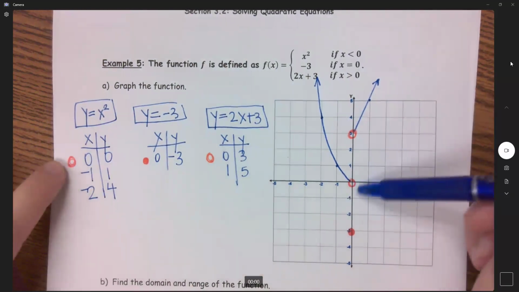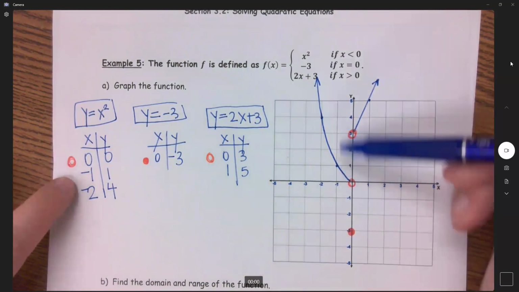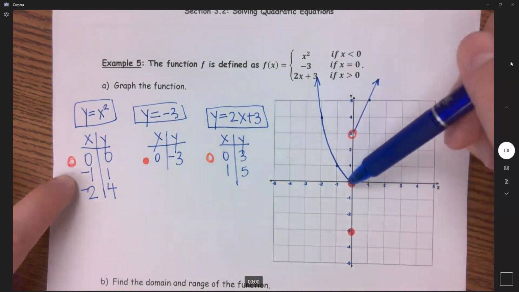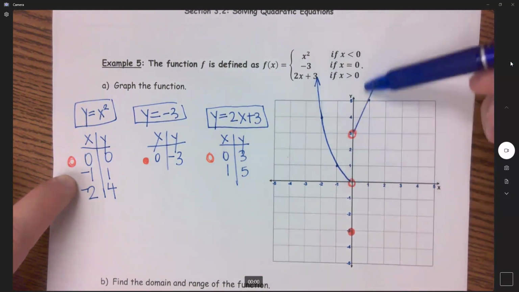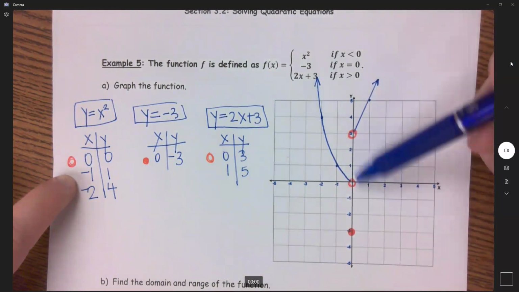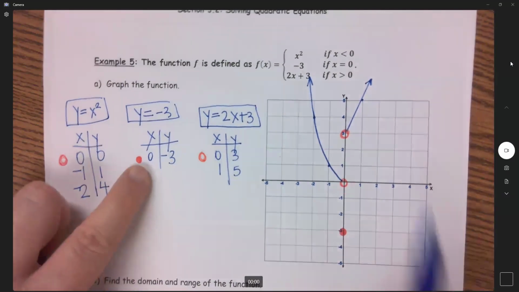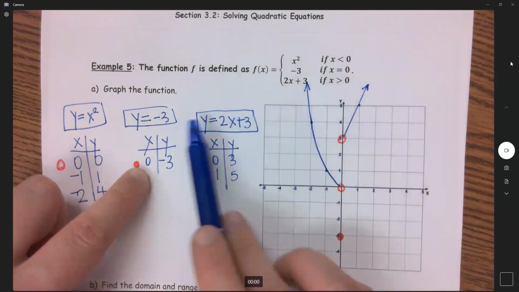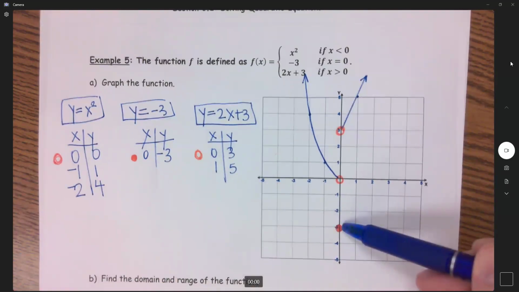So we have an open circle at 0, 0, then regular points at -1, 1, and -2, 4, and there is that curved U shape. The other side would curve up over here. So we're just talking about this side of that curve. Then when x is 0, my y is -3. So I have this random point down here.